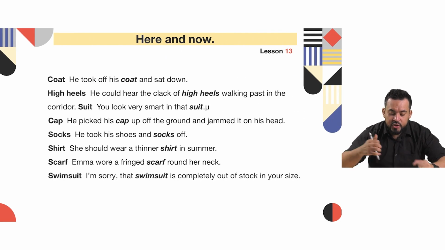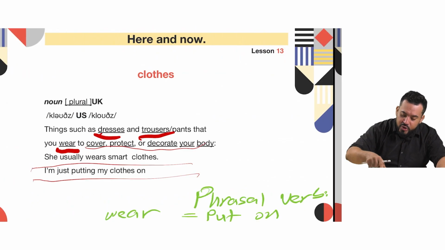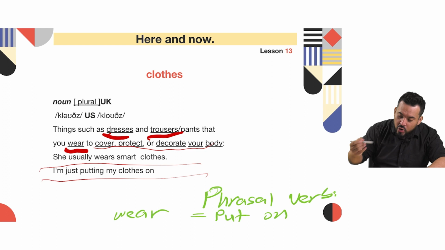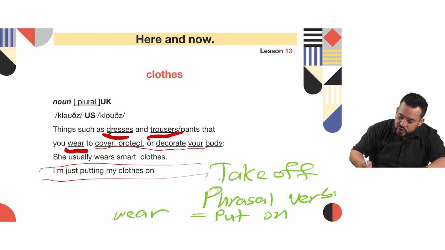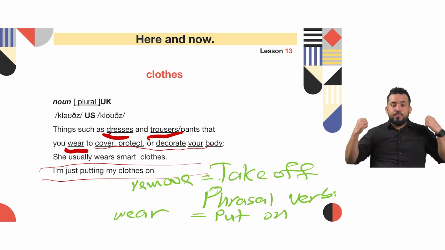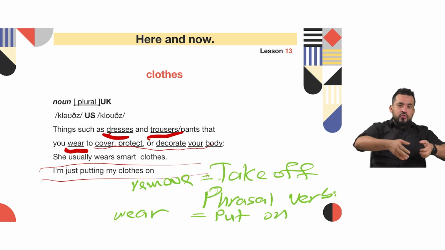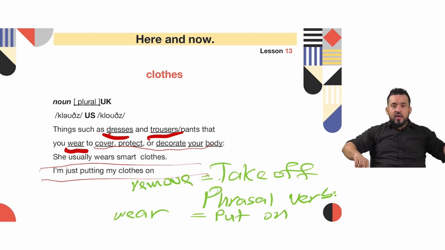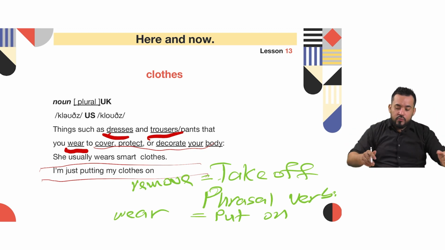Coat. He took off his coat and sat down. Okay, notice here we said put on is wear. It's a phrasal verb. Same thing goes with take off. Take off is another phrasal verb that means remove. Okay, so you put on your clothes or you take off your clothes. You put on your shoes or you take off your shoes. It means you either wear, put on, or take off, remove.